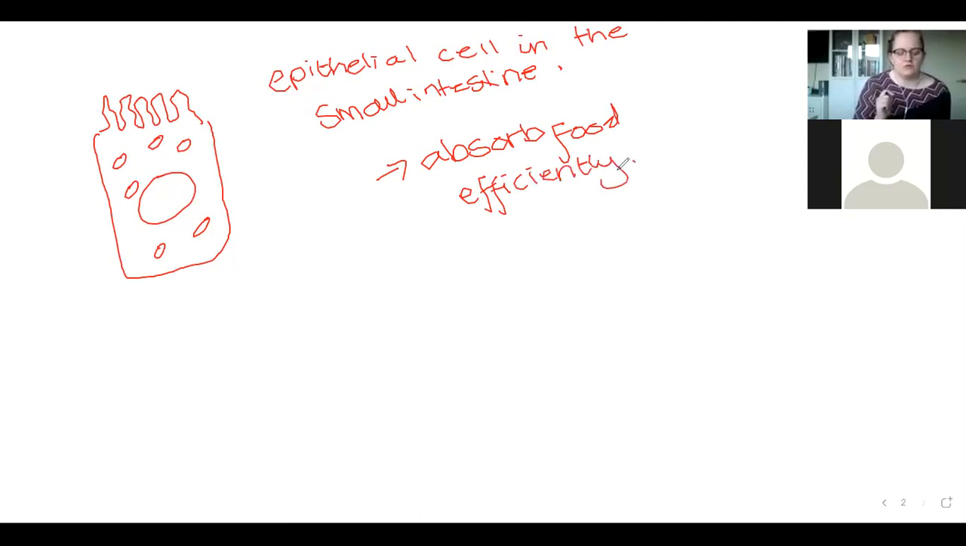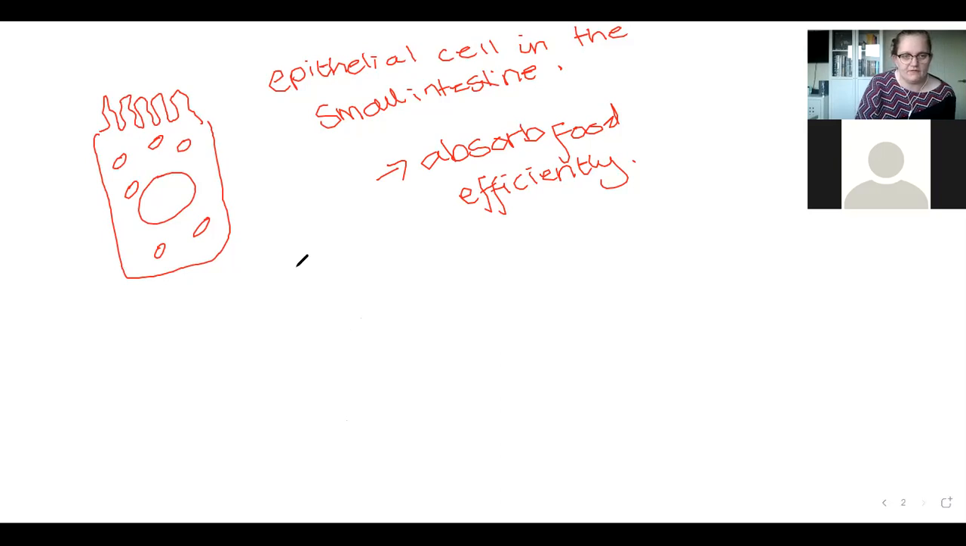So then you'll go, okay, let's look at this then. Let's point out some of the different things in here that will help absorb food efficiently. The first thing that you'll notice is you have those microvilli on the cell membrane. So the walls of the small intestine have lots of finger-like projections called villi. These increase the surface area for absorption.